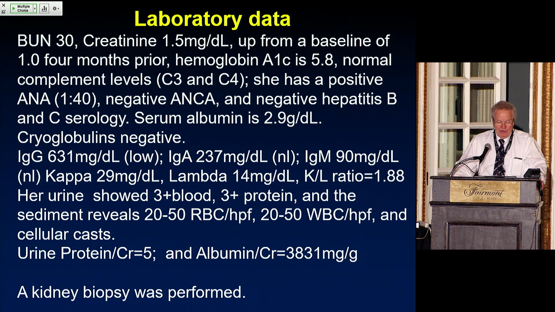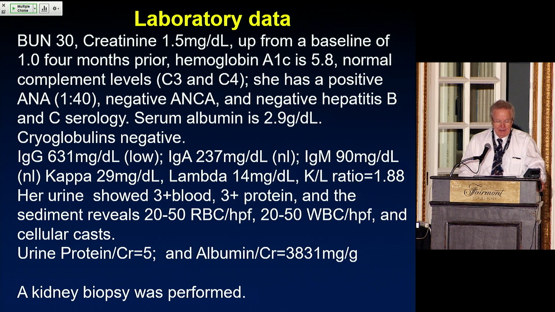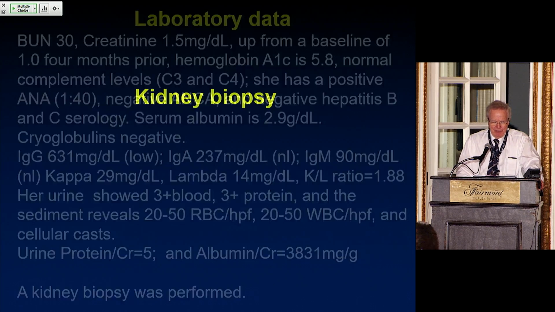The IgG is 631, which is on the low side. IgA was 237, which is within the normal range. IgM 90, kappa 29, free lambda is 14 with a ratio of 1.88. And her urine showed 3+ blood, 3+ protein, and the sediment revealed 20 to 50 red blood cells per high power field, some white cells, and cellular cast. The urine protein to creatinine ratio was 5. And albumin to creatinine ratio was 3,831 milligram per gram.